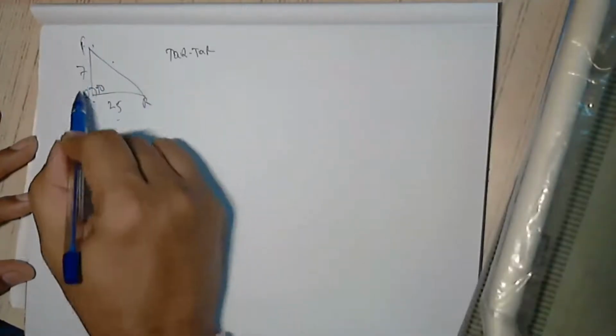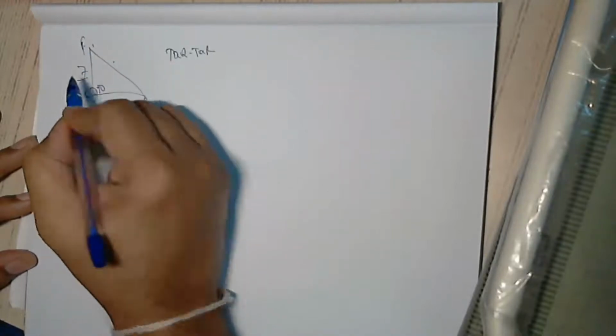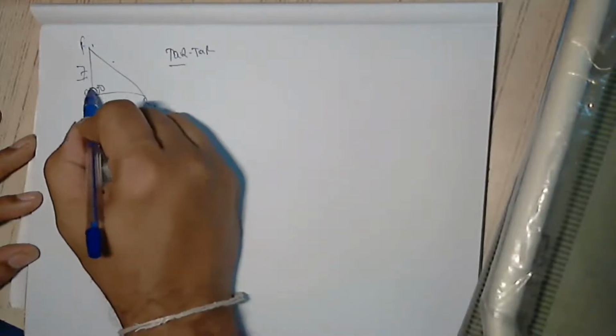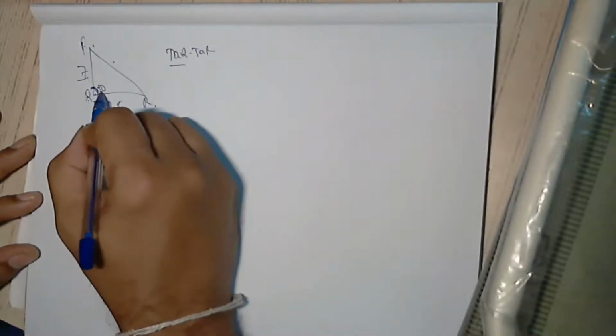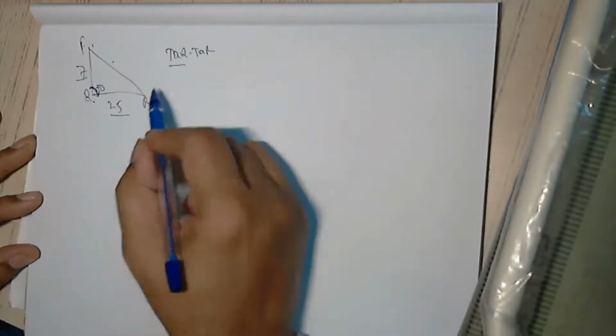Let us see here. PQR. Q is 90. QR is 25. PQ is 7. So he is asking tan Q. Tan Q is what? Tan Q is tan 90. It is not defined. Why is he asking tan Q?